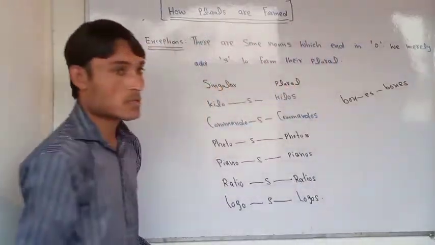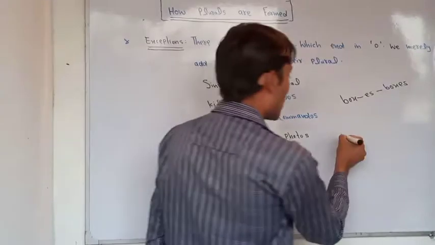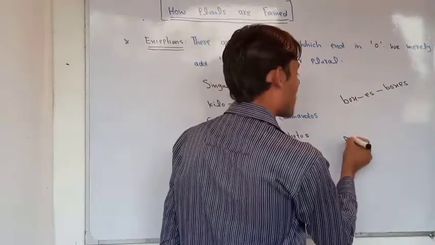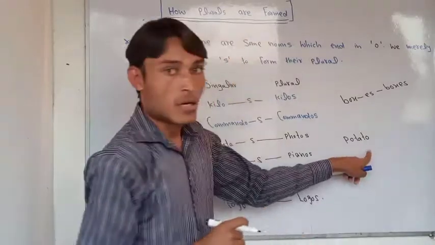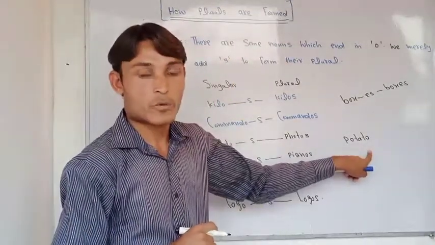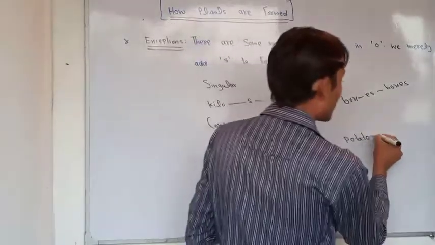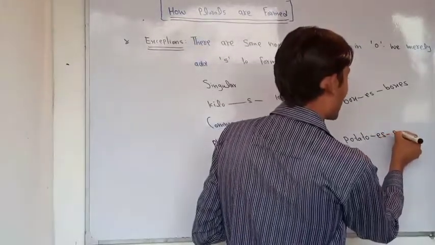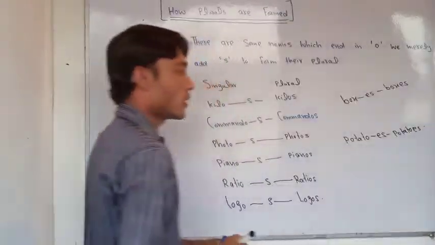And also we discussed that if a noun ends in o, for example potato, so we mostly add es to convert to plural form. For example, I add here potatoes, so it is converted to plural.